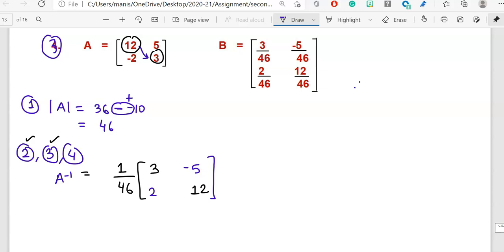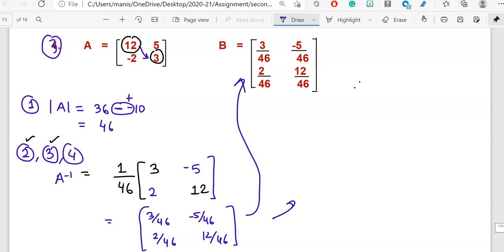But there is something more over here. I need to multiply my scalar by this matrix. So it will look like this: 3 over 46, -5 over 46, 2 over 46, and 12 over 46. Now as we look at this question, do they both look the same? Oh yes. You can write over here, yes, B is the inverse of A, or A inverse is equal to B. This is how we prove that B is the inverse of A.